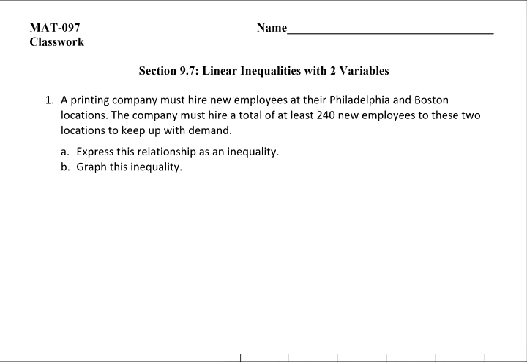So the key words here in the problem that tell us it's an inequality is at least. So at least 240 means 240 or more. But we're going to structure this inequality in the same way that we would set up an equation. First thing we're going to do is identify what's unknown and represent them with symbols or variables.